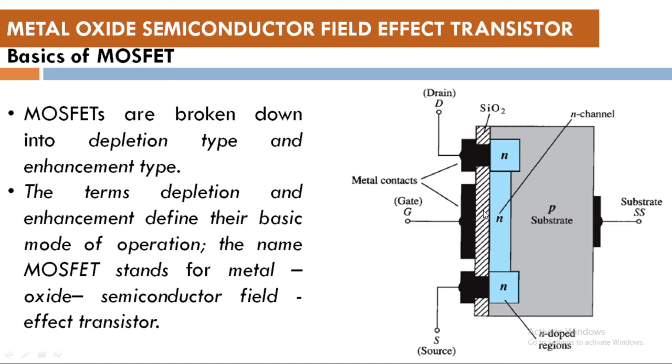Now remember, there is an insulator between the channel and the gate. So the gate is not directly connected to the channel, which was not the case in the N-channel JFET. In the JFET, the gate was directly connected to the P type if it was an N channel, or if it was a P channel, the gate was directly connected to the N type, but not here. You can see the gate is insulated with an SiO2 layer.